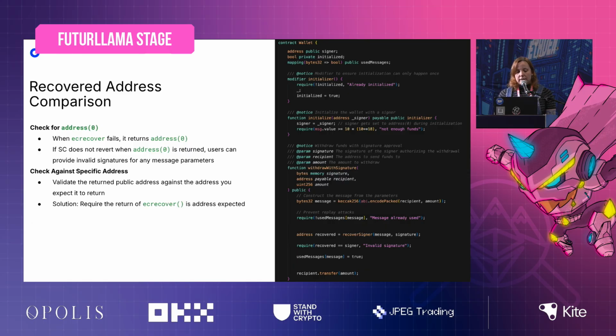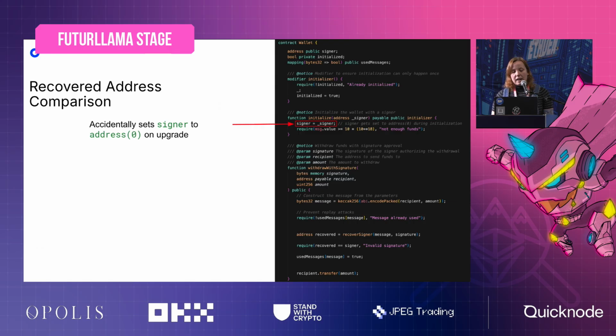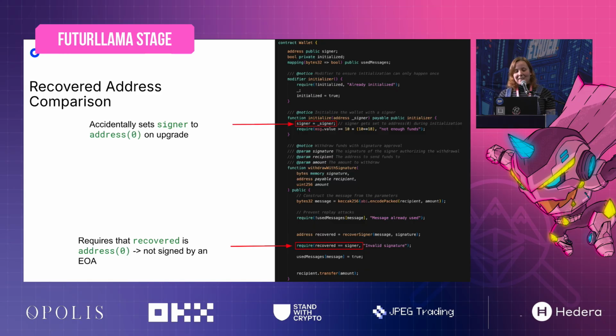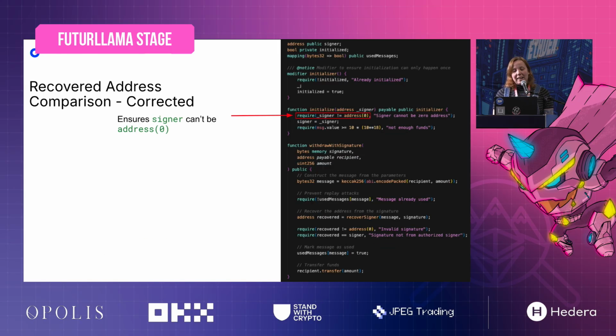And so the solution for this, when it is relevant, is to check that the returned address is a specific address. So here in this example that I have highlighted, let's say within an initialize, we have no address 0 check, and we accidentally set the signer to be address 0. Then further down, when we have this requirement that the recoverer is the signer, we've actually now made it so that you have to have an invalid signature in order to pass this check. So this isn't what we're intending at all. And we can fix this by adding in a requirement that the signer isn't address 0 at the top.